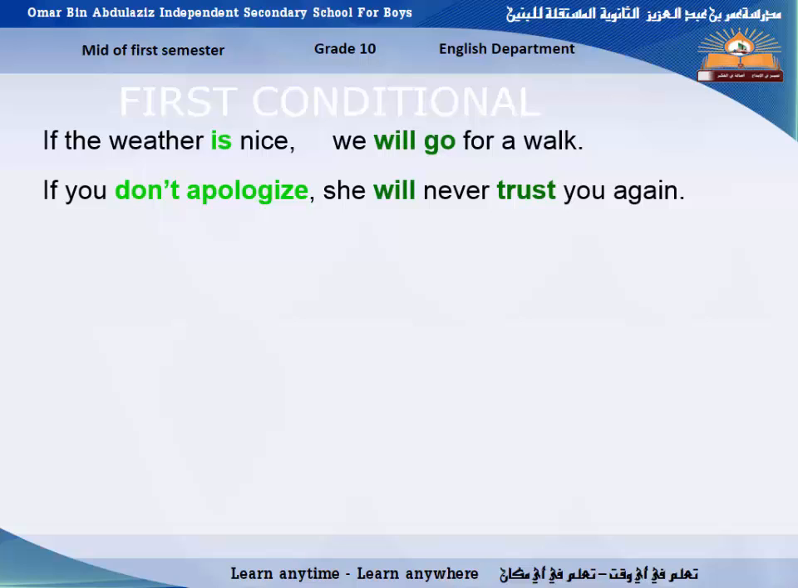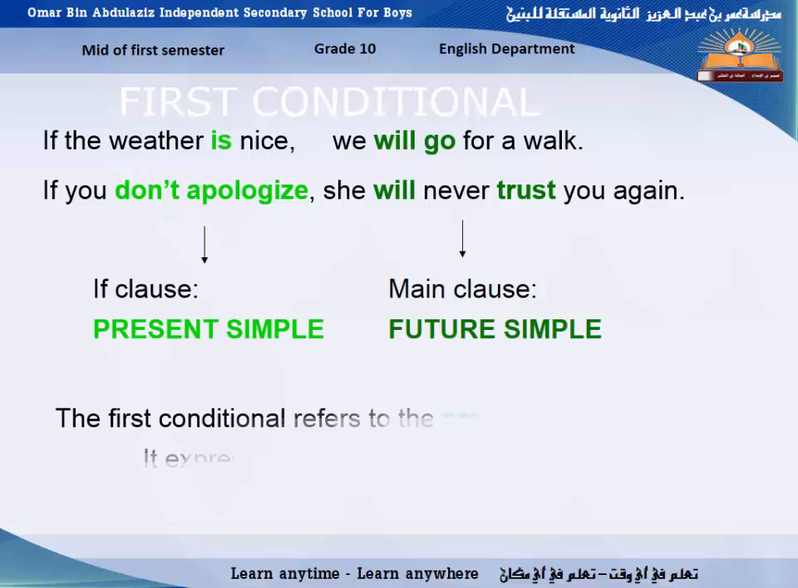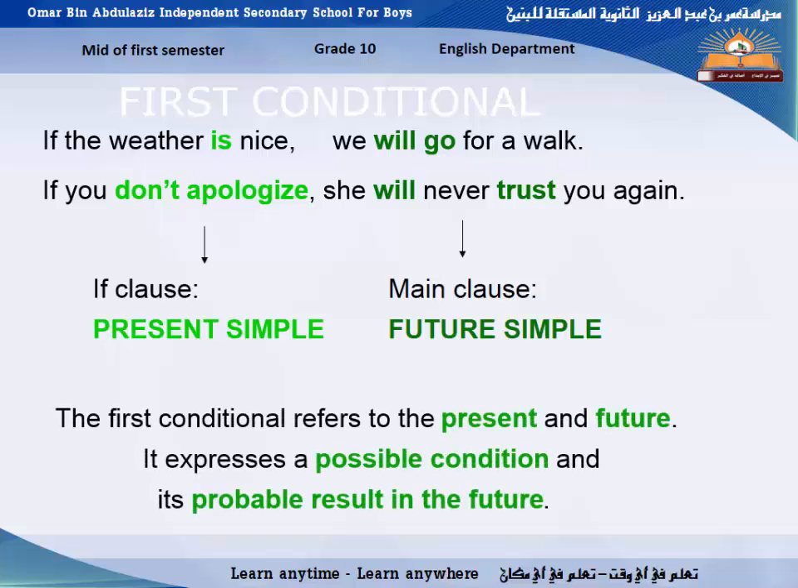We have two examples. If the weather is fine, we will go for a walk. The second example, if you do not apologize, she will never trust you again. The first clause, as I told you, is formed by using the present simple, and the second clause, or the main clause, is formed by using the future simple, or may, can, or will plus the infinitive.